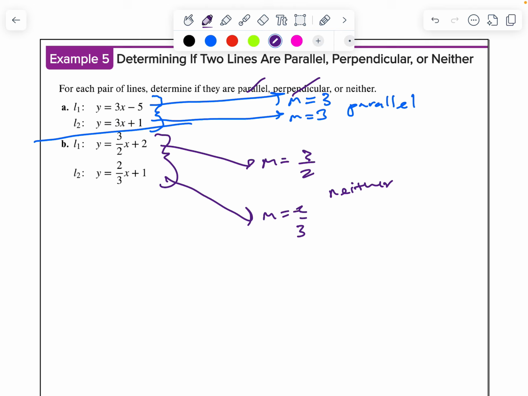If this had been a negative, they would have been perpendicular. Or if the top one had been a negative, they would have been perpendicular. They have to have the opposite sign to be perpendicular.